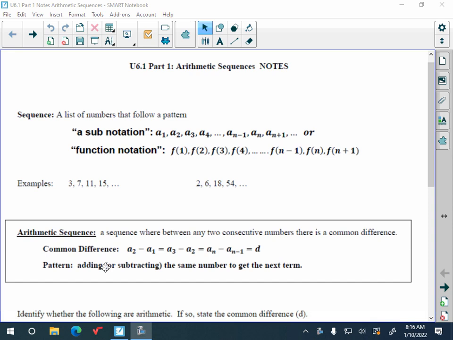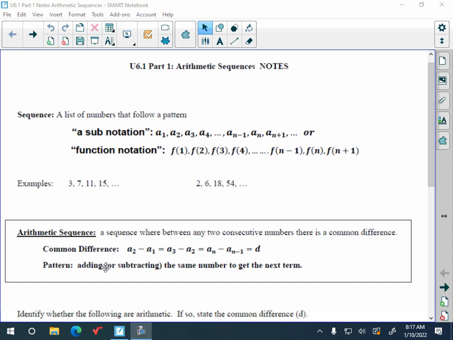Now, function notation is what you're probably more used to from Algebra 1 and maybe geometry, but from last semester we used function notation, f of 1, f of 2, and so on. And so what that means is A1, A2, F1, F2, that just means the term number of the sequence. All right, so A1 means the first term of the sequence. A2 means the second term, and so on. Same with f of 1. It just means the first term of the sequence.